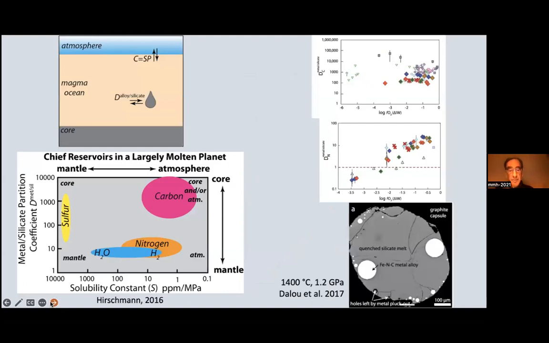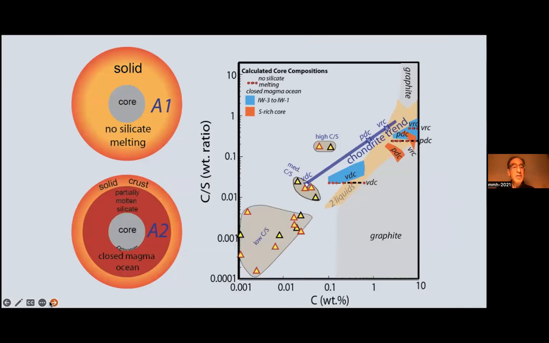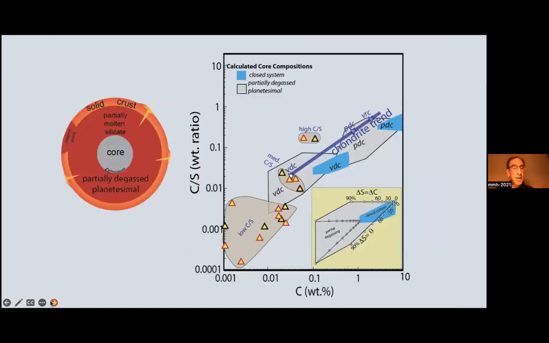We can go further and make a model that incorporates not just segregation between silicate and molten alloy, but also degassing. We can measure experimentally, as we have, the propensity of these elements to go into the molten alloy. We can measure their volatilities in volcanic gas, their solubilities, if you will, in the silicate melt. And then think about melting not simply as internal differentiation, but also allowing degassing to occur.